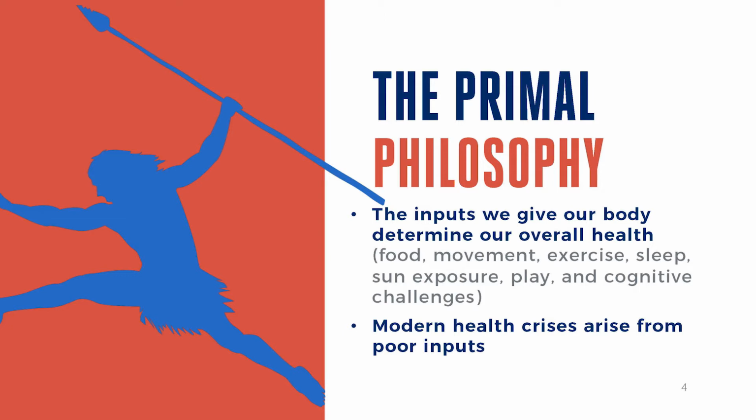Now let's talk about the cool stuff, right? Let's start to get into metabolic flexibility and talk about what we're seeking here. The idea behind the primal philosophy from day one was that our genes, our DNA, expect us to be strong and lean and fit and happy and healthy and productive and loving and all the things that we want to be. Our genes expect that of us.